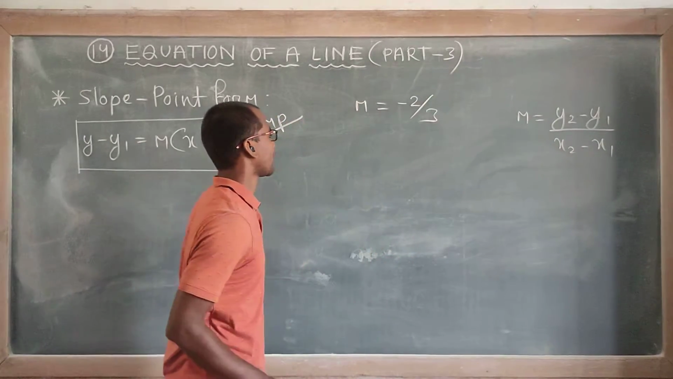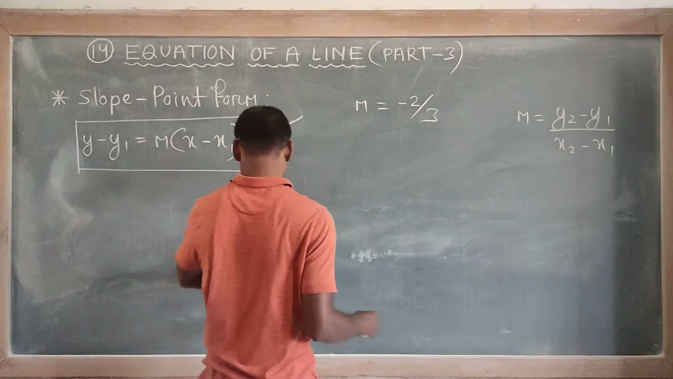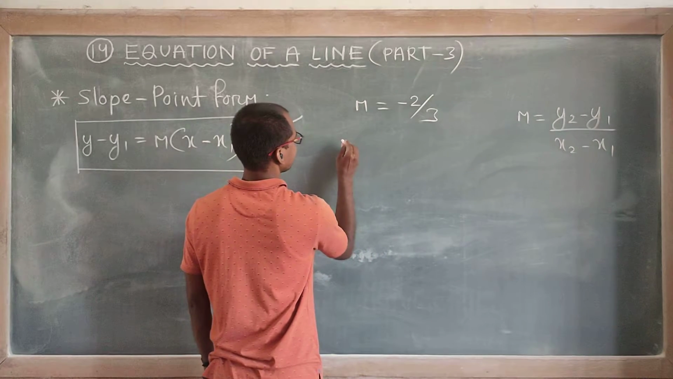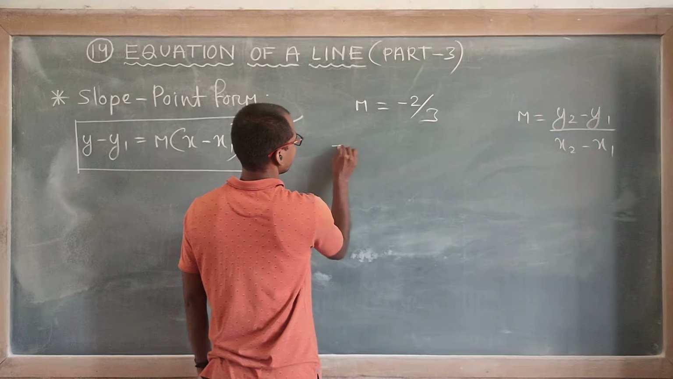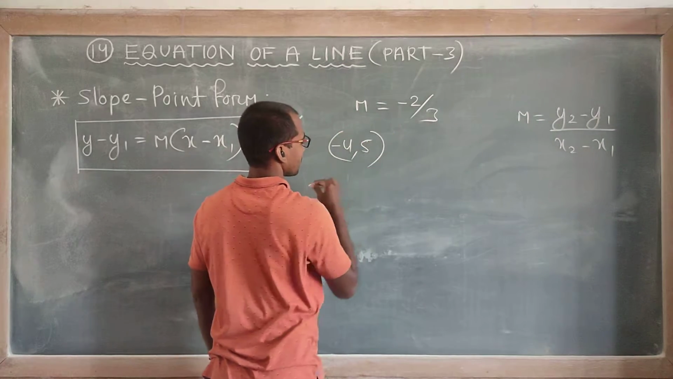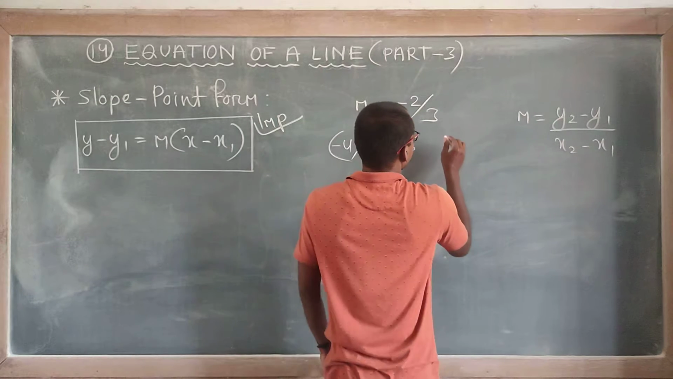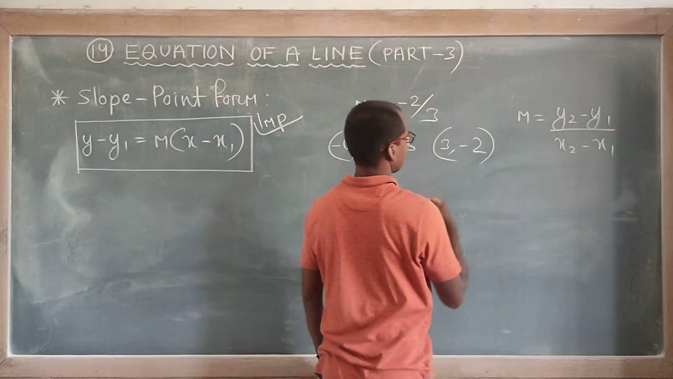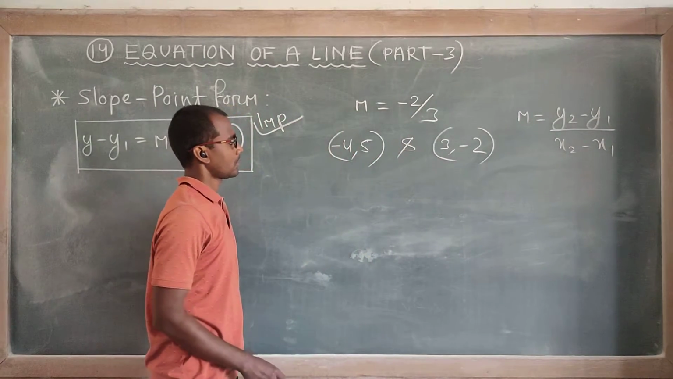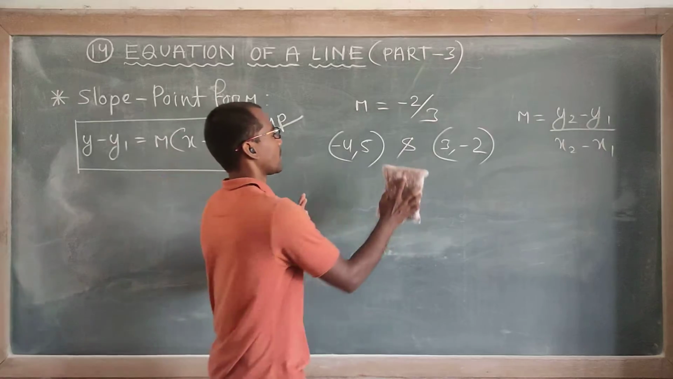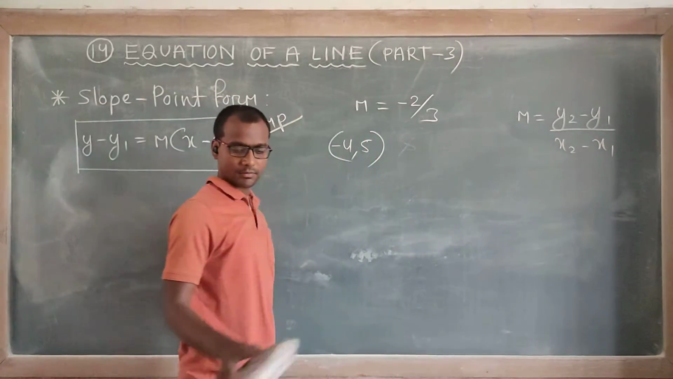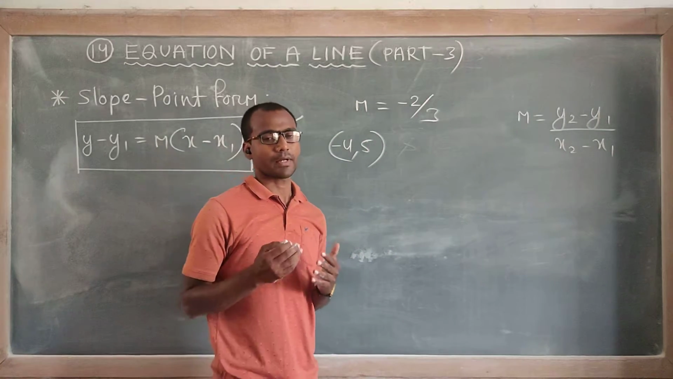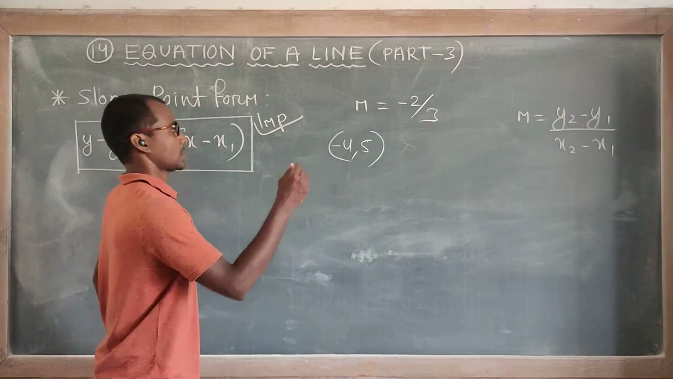Slope is given, then suppose 2 points are given. Okay, let us take 2 points. One point is minus 4, 5. The other point is 3, minus 2. Oh sorry, 2 points are not given, only 1 point. Sorry, slope is given and one point is given, and we have been asked to find the equation of the line. Okay, so slope is given, no problem.